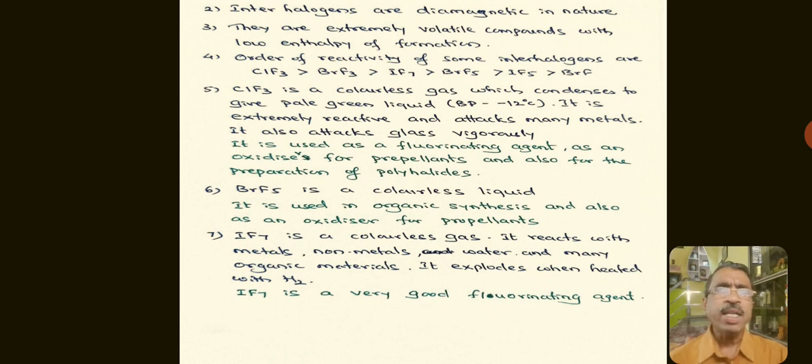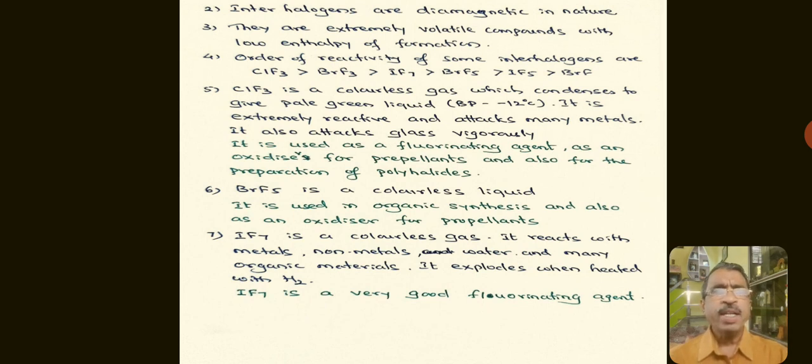Chlorine trifluoride is a colorless gas which condenses to give a pale green liquid. Boiling point is minus 12 degrees centigrade. It is extremely reactive and attacks many metals. It also attacks glass vigorously. It is used as a fluorinating agent, also as an oxidizing agent for propellants and also for the preparation of polyhalides.